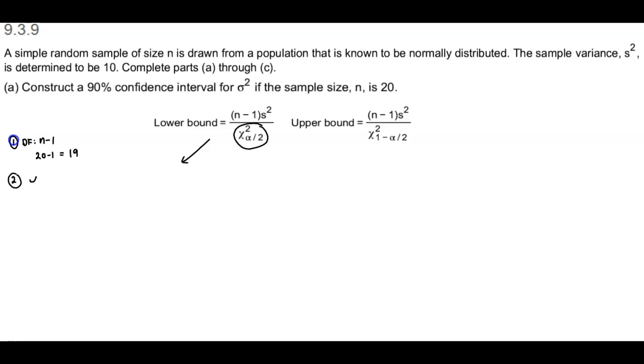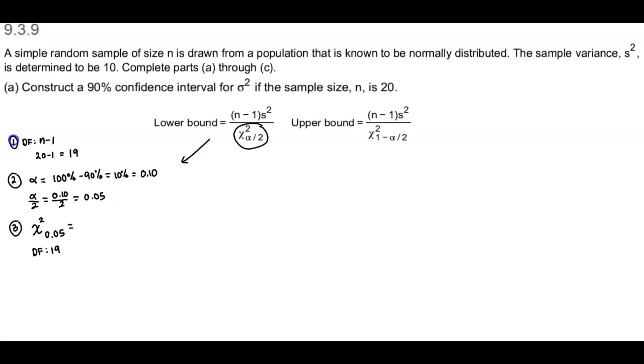So the first thing we need to do is find alpha. We know that alpha is going to equal 100% minus 90%, which gives us 10%, which is 0.10. Then we take that alpha and divide it by 2, so 0.10 divided by 2 gives us 0.05. To find the lower bound, we want a critical value that has an area of 0.05 with 19 degrees of freedom.